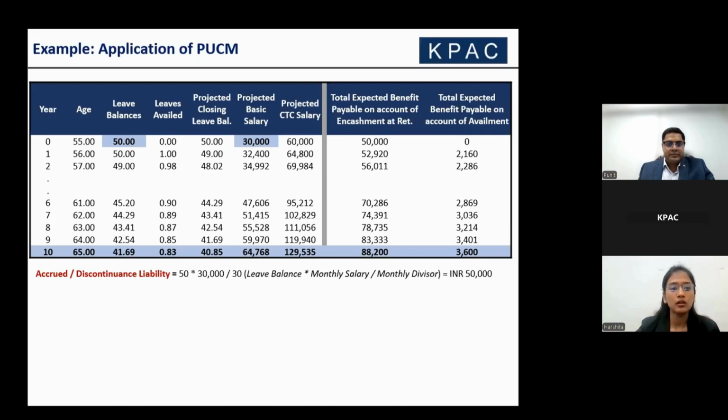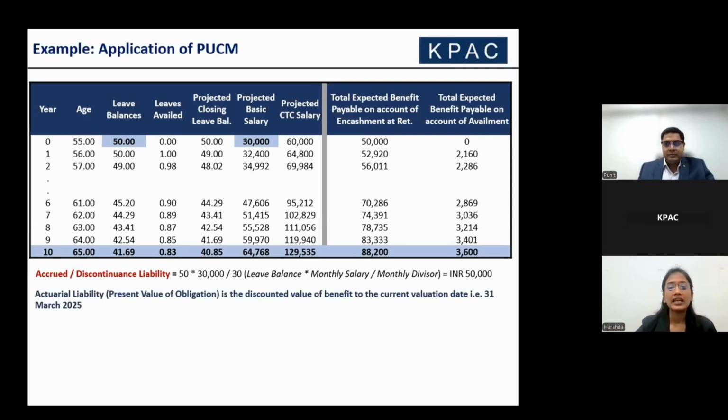First, let's talk about accrued or discontinuance liability. This is a simple mathematical calculation based on the employee's current leave balance and current basic salary. The amount of 50,000 here represents the leave benefit that would be due if the employee leaves today.